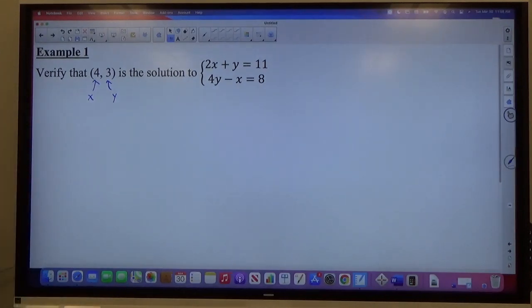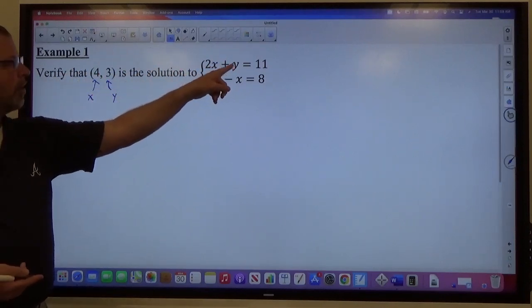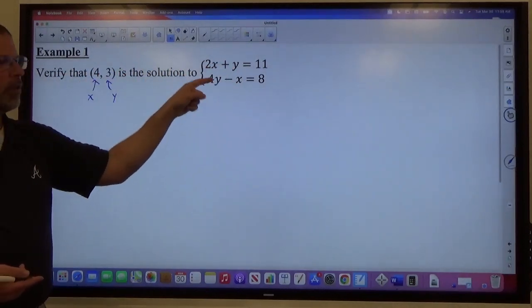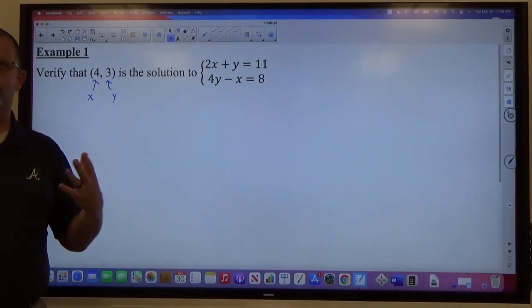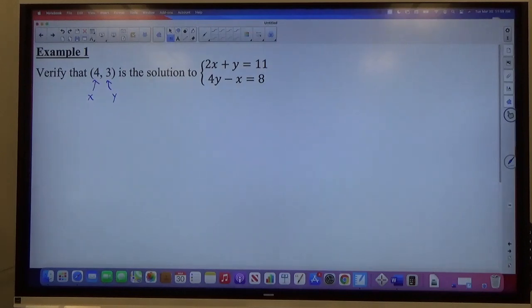And if it is the solution of this system of equations, that means if I replace the x and y in this equation, I get a true statement. If I replace the x and y in this equation, I get a true statement. If they're both true, then it is a correct answer. If it's not true in both, it's not a correct answer. And it could be true in one but not the other, so it has to be in both. So make sure you check both.